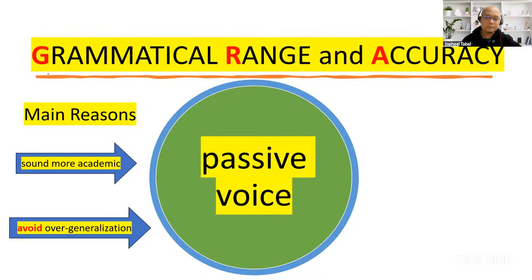Then I will put in some complex structures, for example, double comparatives, which is also inversion. I will ask them potentially to write only one double comparative. I just give them like three, four structures.